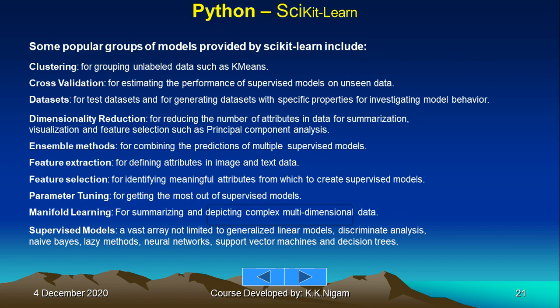Ensemble methods, for combining the predictions of multiple supervised models. Feature extraction, for defining attributes in image and text data. Feature selection, for identifying meaningful attributes from which to create supervised models. Parameter tuning, for getting the most out of supervised modeling. Manifold learning, for summarizing and depicting complex multi-dimensional data. Supervised models, a vast array not limited to generalized linear models, but discriminant analysis, naive Bayes, lazy methods, neural networks, support vector machines, and decision trees.